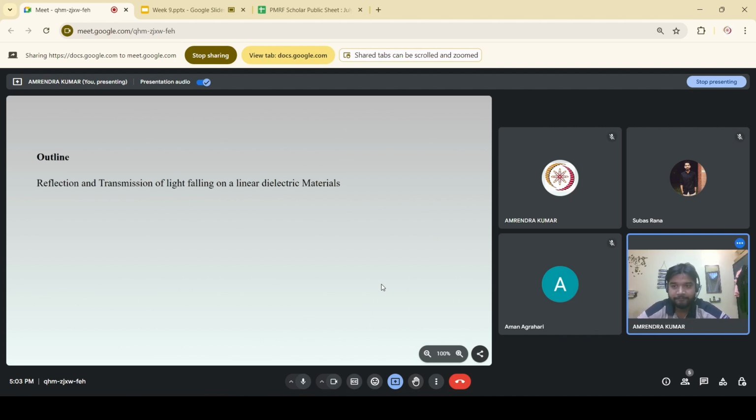Today we are going to talk about reflection and transmission of light falling on a dielectric material. Here we will only talk about normal incidence of light, and in that also the transverse wave. It's not a longitudinal wave. We will be interested in the transverse wave of electromagnetic radiation falling on the surface of a dielectric.